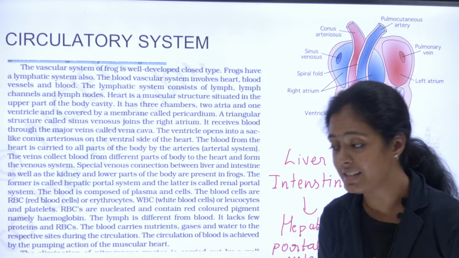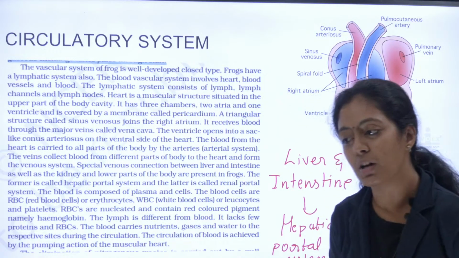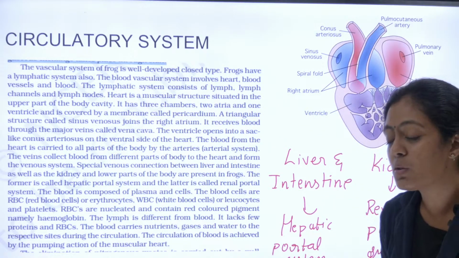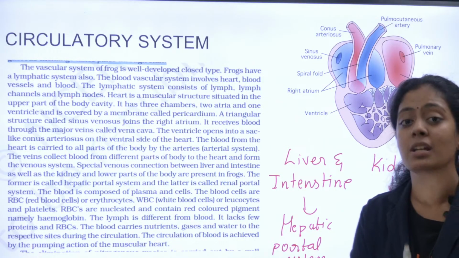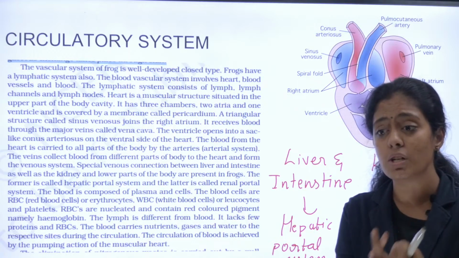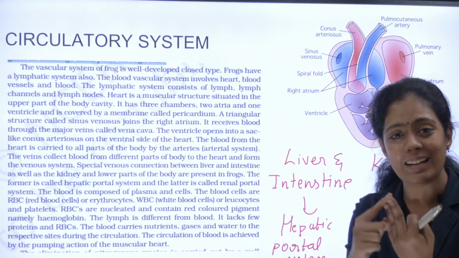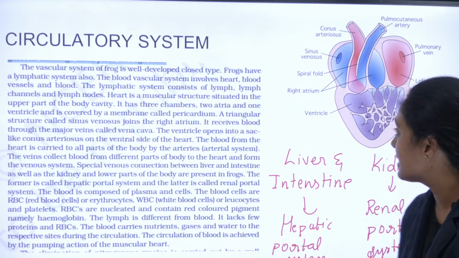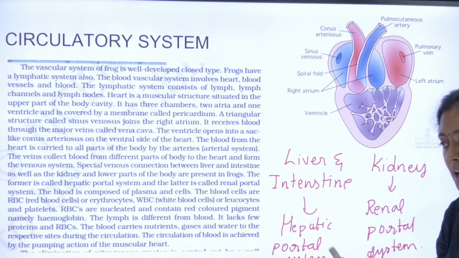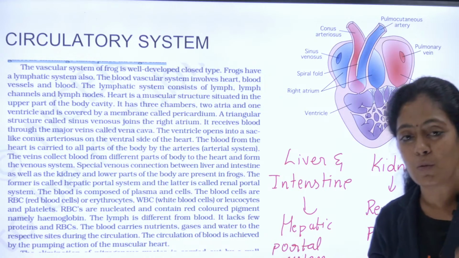So what we were discussing about circulatory system, correct? So what is the circulatory system? It's an incomplete double circulation. It is a closed type circulation. It has both blood vascular system and lymphatic system. So we were discussing about the 3-chambered heart, which has 2 atria and 1 ventricle.